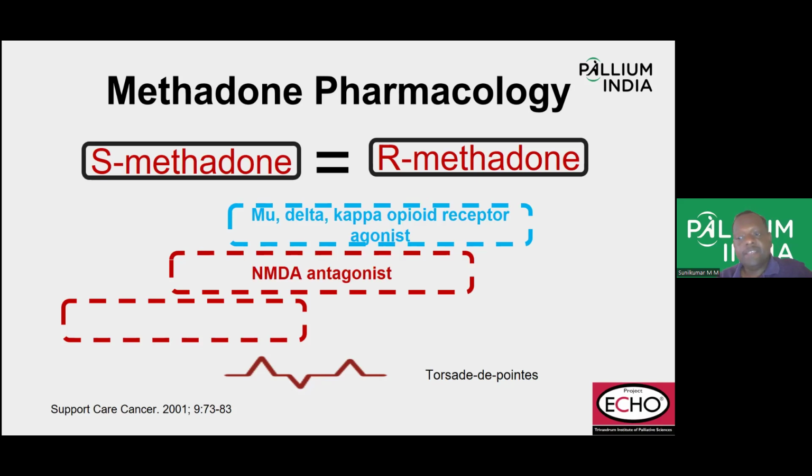And methadone is an NMDA antagonist, that is an N-methyl D-aspartate antagonist. So which is the other NMDA antagonist, do you know?